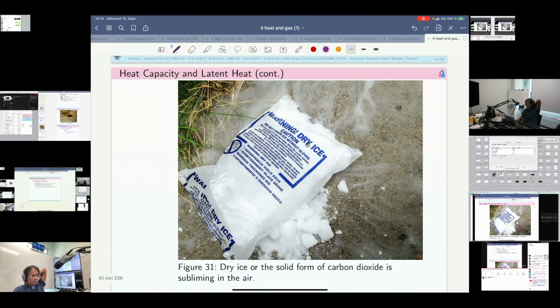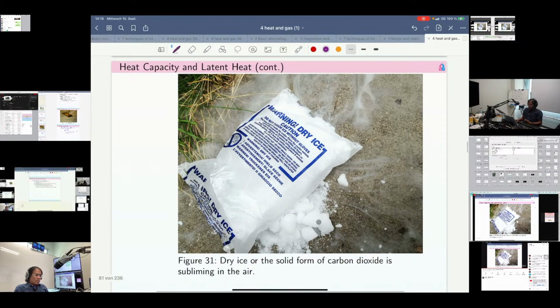You have dry ice, right? It's the solid form of carbon dioxide. You should not touch it. It can hurt your skin, and carbon dioxide is not good for your lungs. Okay, if you get too much carbon dioxide, you can get some problems.